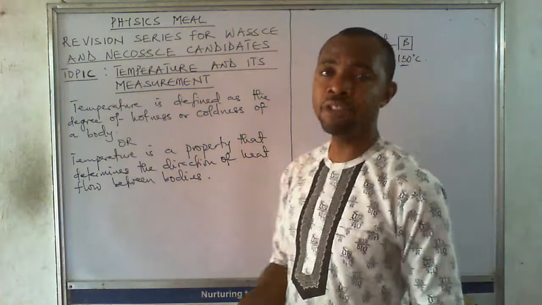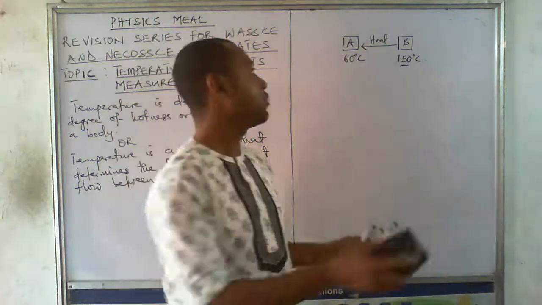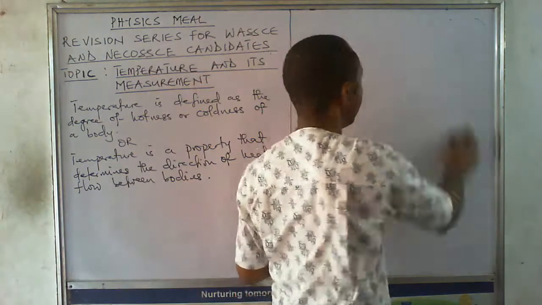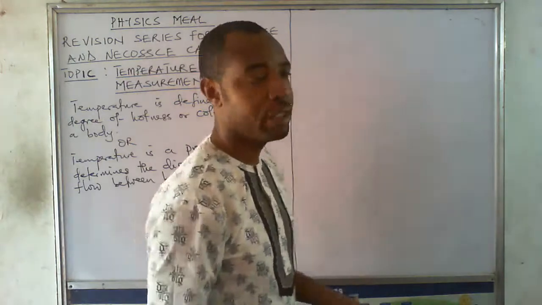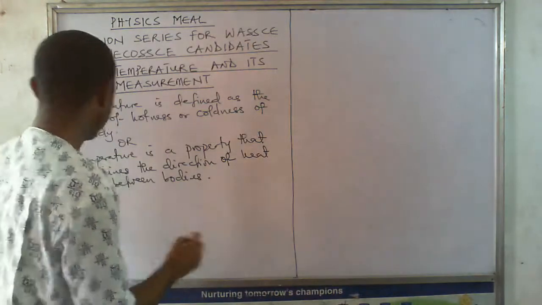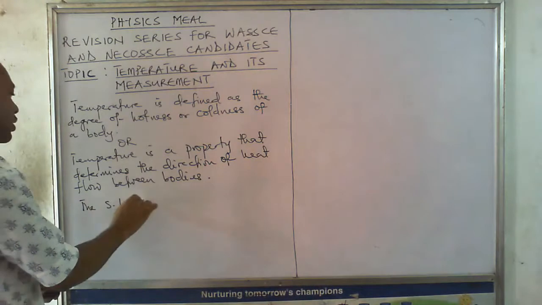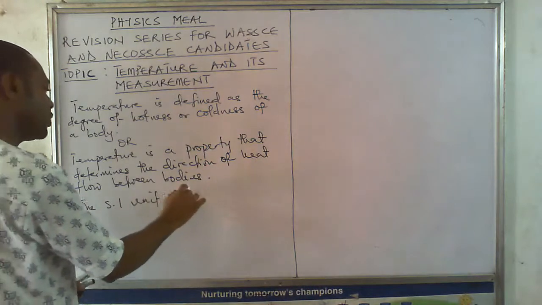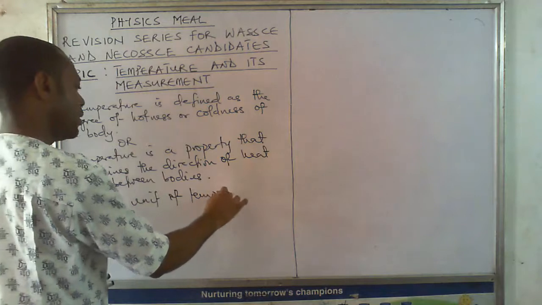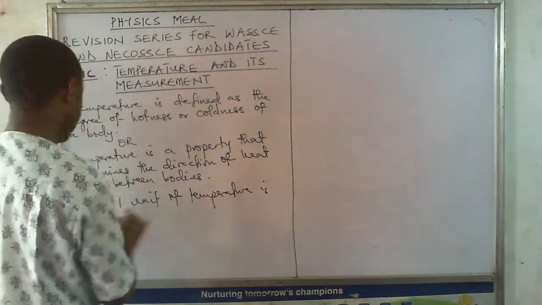Now, the unit of temperature, the SI unit of temperature is Kelvin. Kelvin. So we can say that the SI unit of temperature is Kelvin.